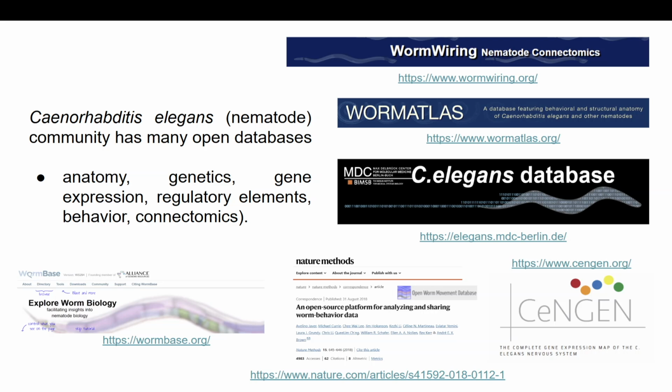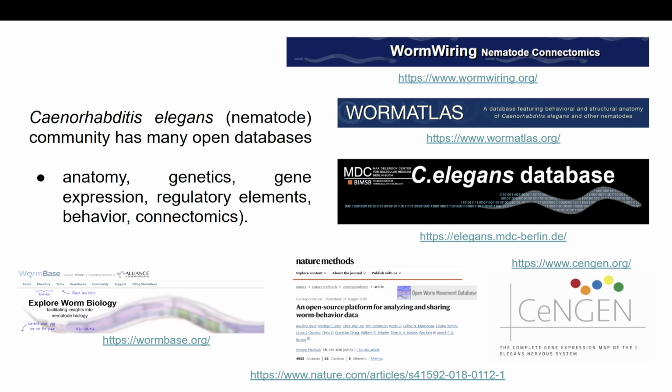We have a number of open databases covering anatomy, genetics, gene expression, regulatory elements, behavior, and connectomics. This includes the WormWiring site, which includes data on nematode connectomics. So we know in C. elegans all of the neurons in the connectome. We know a lot of their connections, either through gap junctions or through synapses. And we have worm wiring diagrams for both the male and the hermaphrodite. So we have very rich data on worm brains.